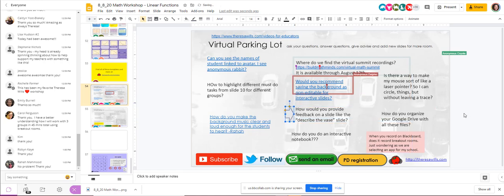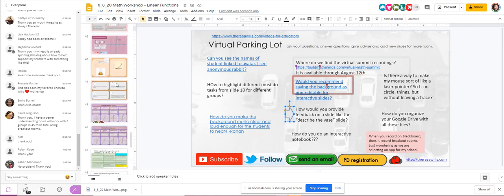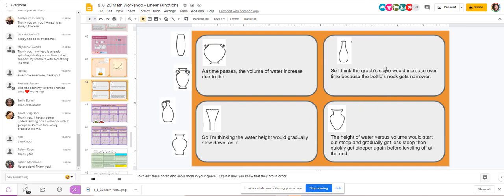Somebody said, how would you provide feedback on the slide, describe the vase? The neat thing about the describe the vase slide is that four students are all writing at the same time, and even if I don't know what to write yet, I can read what other people are writing, but I have to apply it to my own situation, my own vase. So my answer is going to be a little different. However, the strategy might be the same, and that's really where we're doing our problem solving.